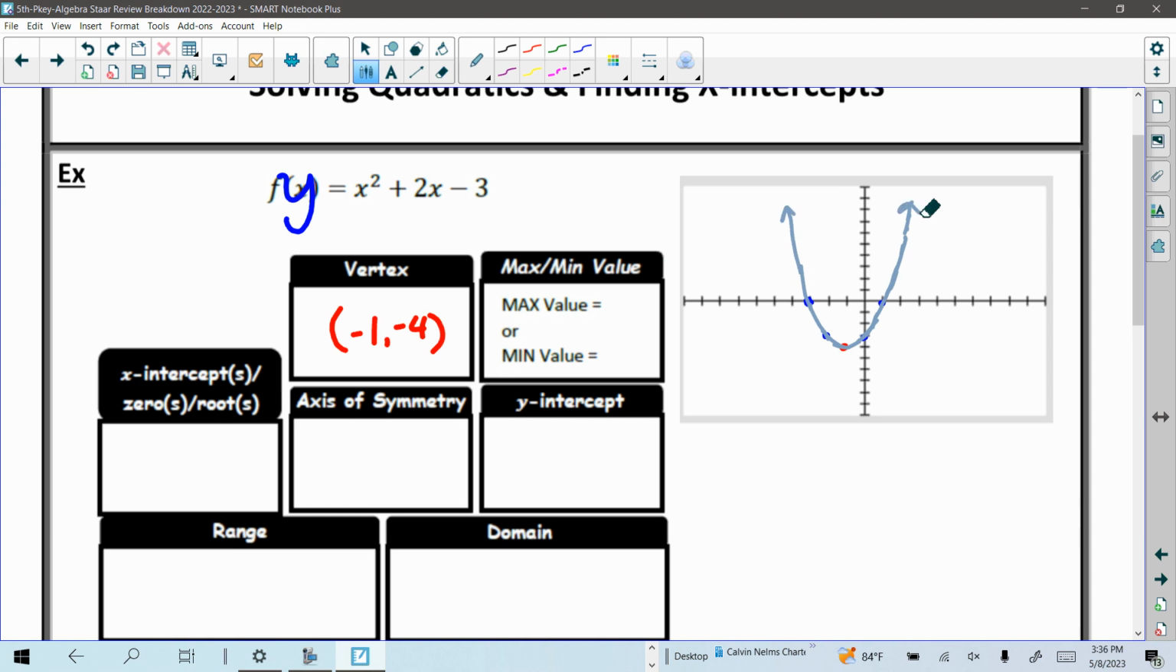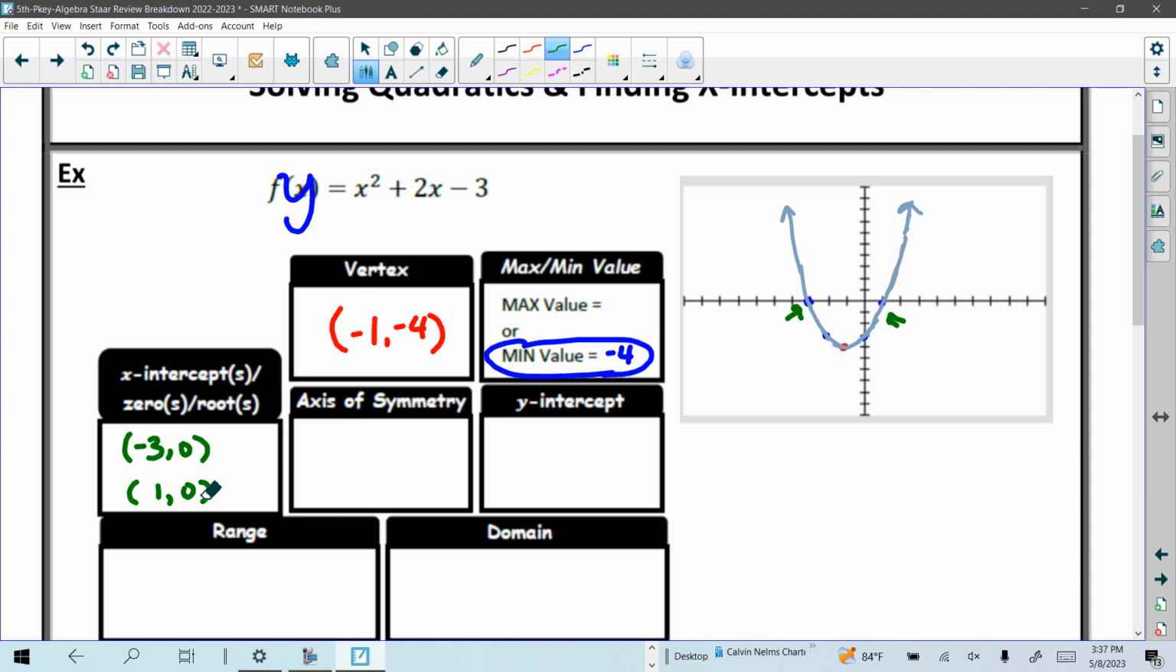So would this graph have a max or min? Since it's opening up, it's going to have a minimum value. All right. What is that minimum value? How low does it go? It goes to a -4. So there's our minimum. Our x-intercepts, or our roots, that's where it touches the x-axis. So these are at -3, 0, and 1, 0.